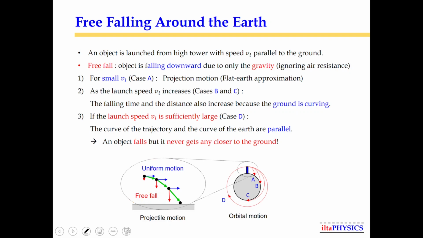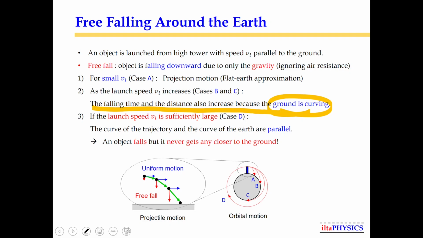Now let's imagine what happens as the initial launch speed increases. This corresponds to trajectory B and trajectory C in the picture on the bottom right. Since the launch speed is greater, the object travels farther and stays in the air longer. But take a closer look at the picture below. As the object is launched faster and travels farther while still falling downward, remember, Earth is round, so its curved surface affects the shape of the trajectory.